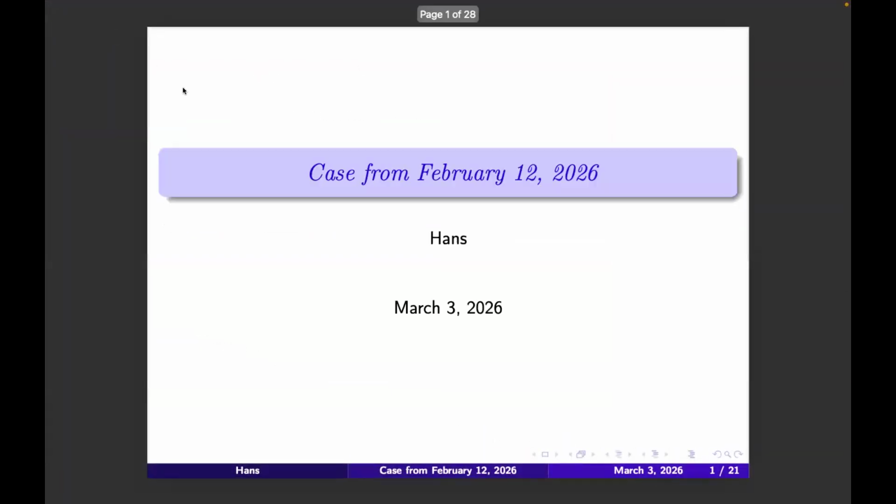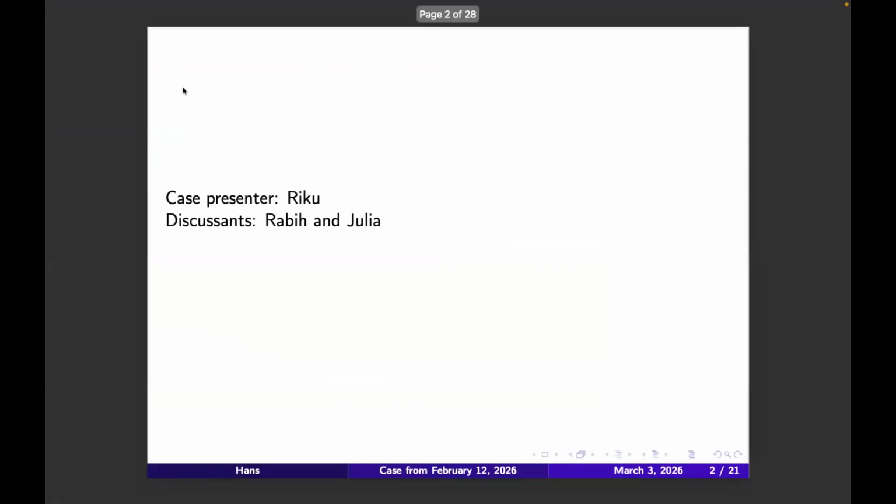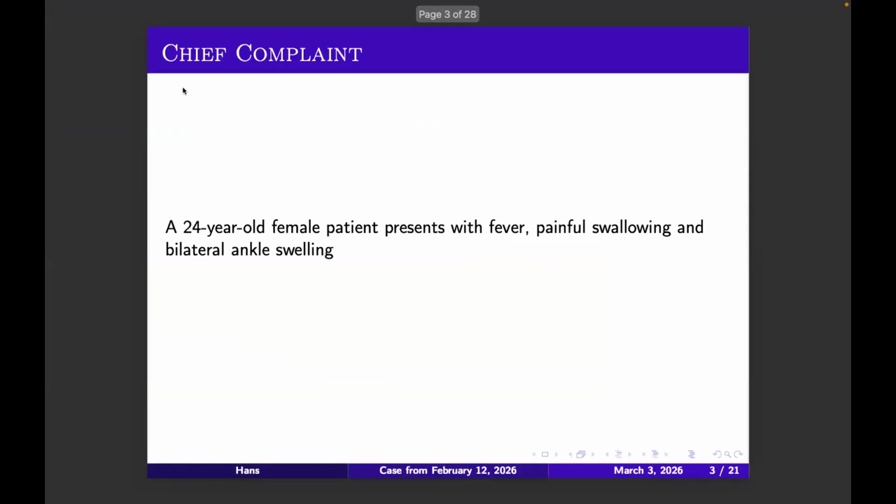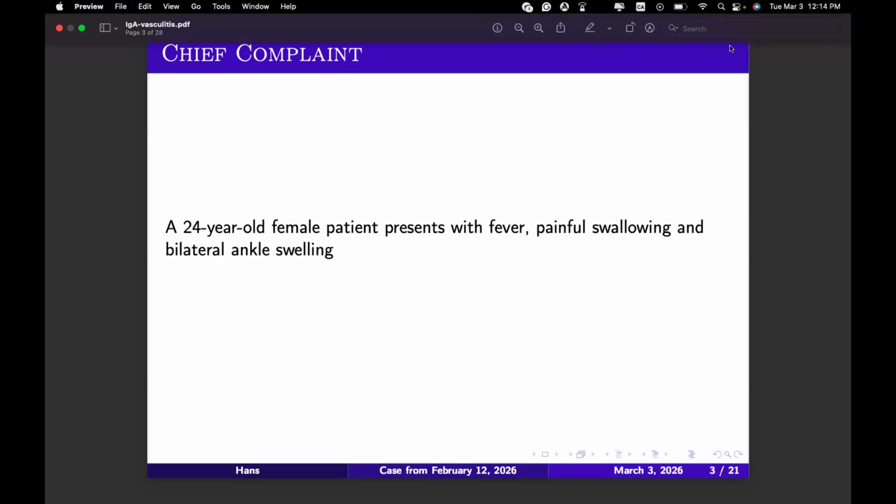And my case is from February 12, and the case presenter was Riku, and the discussants were Rabi and Julia. And our patient was a 24-year-old female, and she presented with fever, painful swelling, and bilateral ankle swelling.